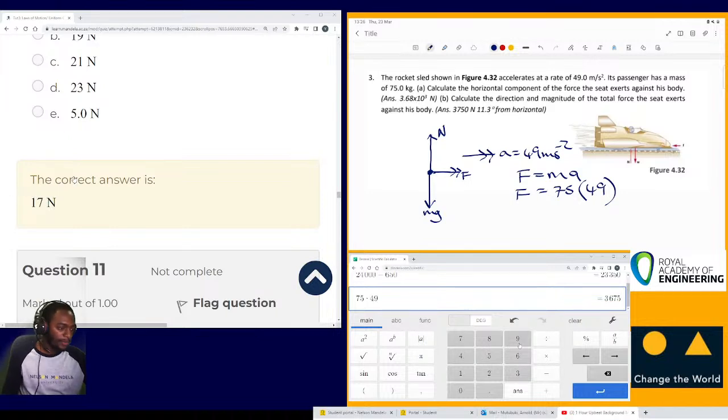So what do we get? We get a force of 3,675 newtons, which is the same as 3.68 times 10 to the power of 3 newtons.